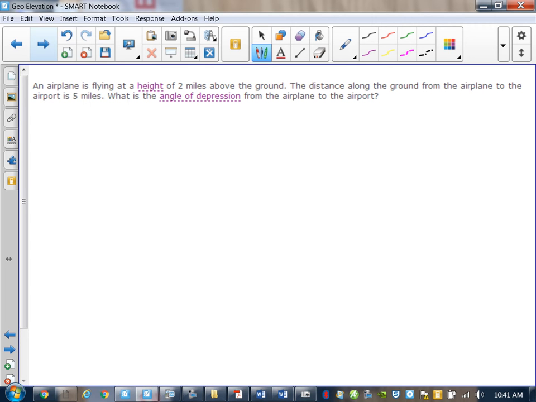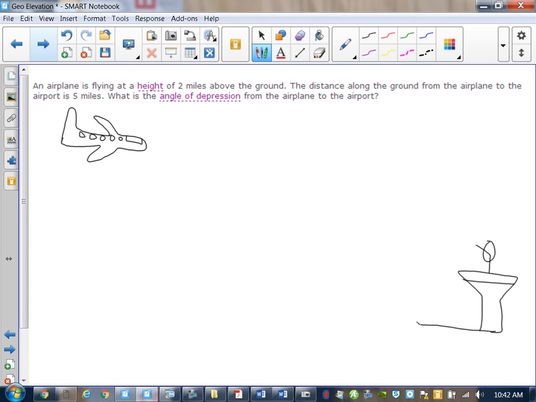All right. So, what do you need to have? Well, yeah, but it's talking about a what? An airplane. So we should probably draw an airplane. There's your airplane. Okay? Where's the airport? And there's the radar tower.